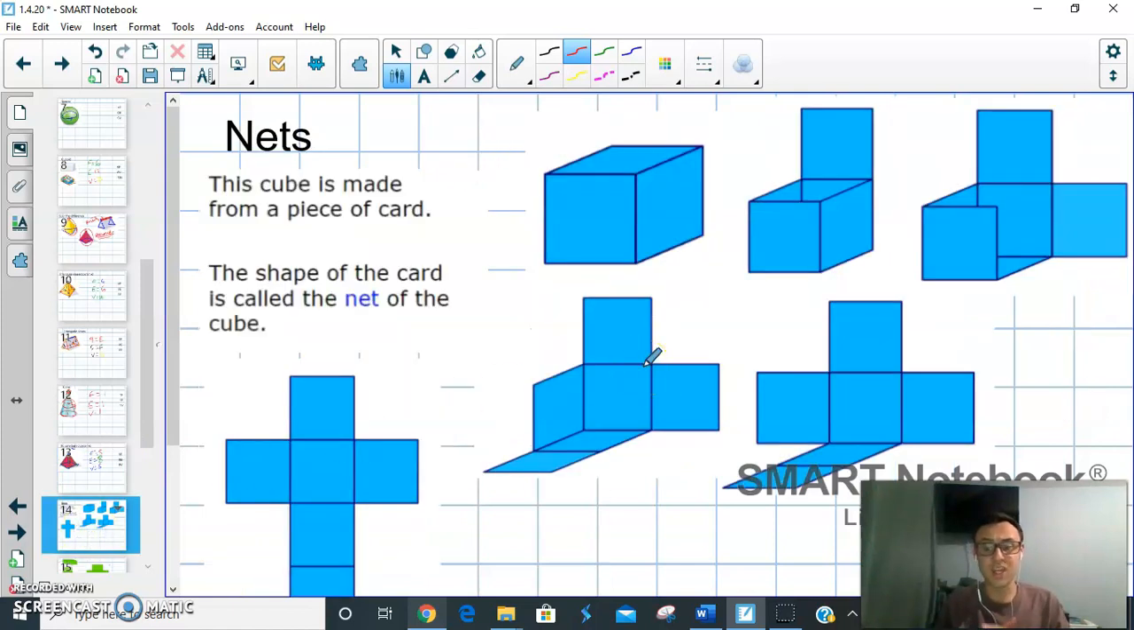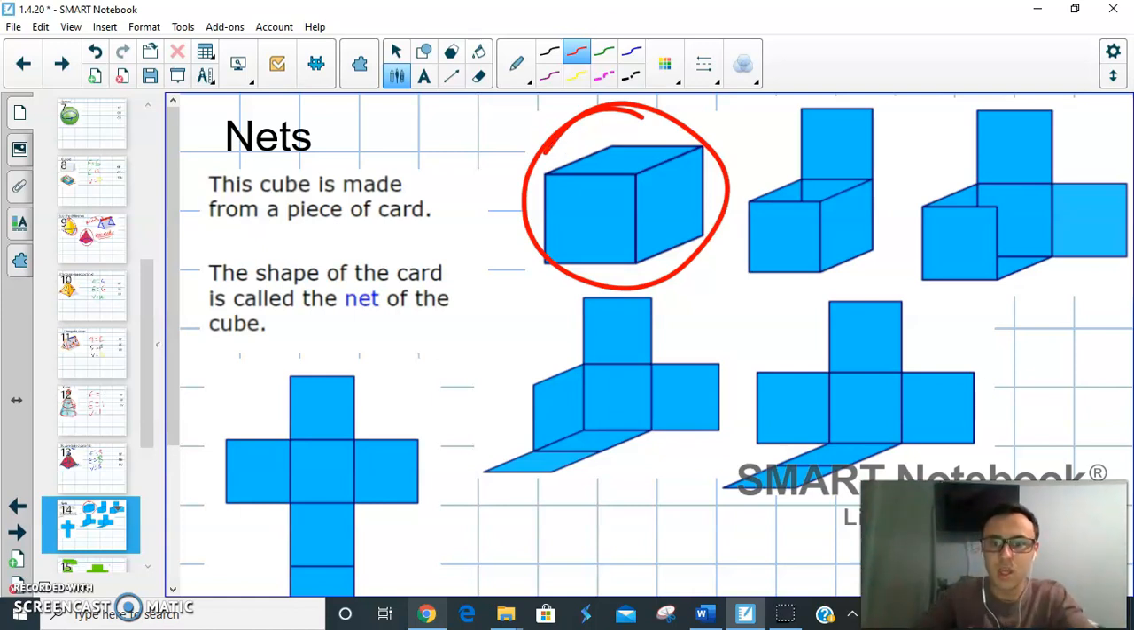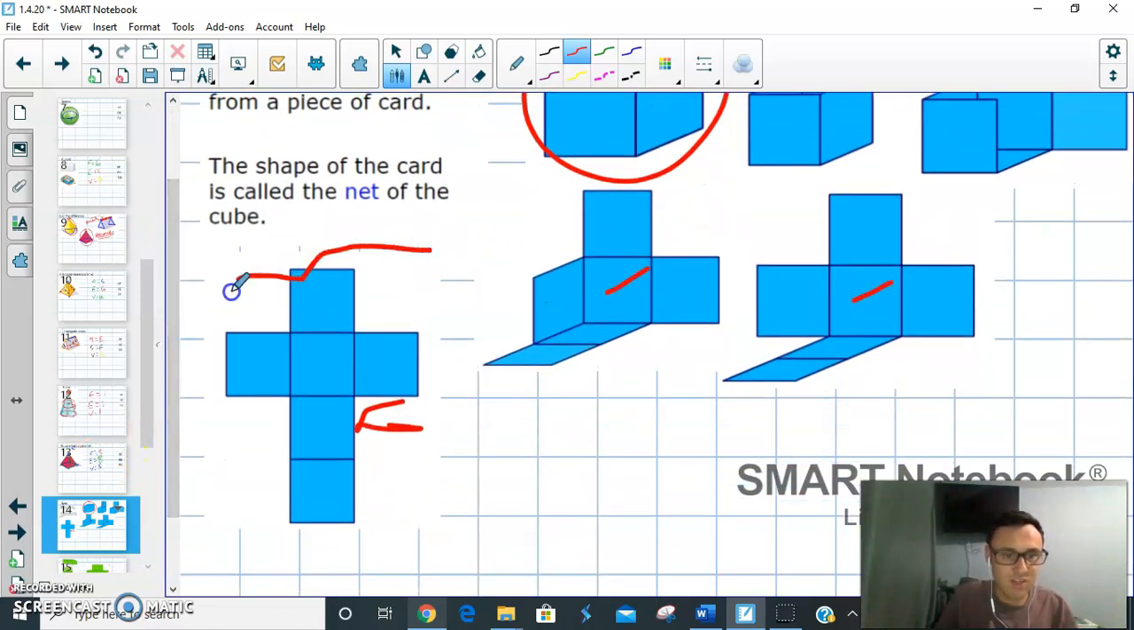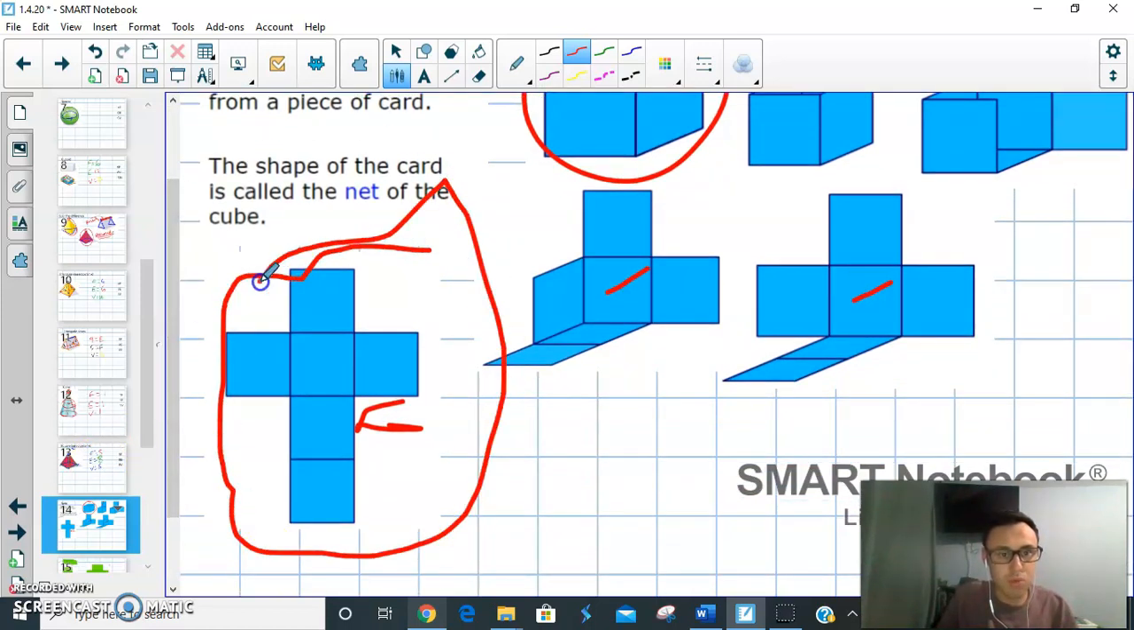Now, some of you are looking at nets of shapes as well. The net is obviously, if you imagine this cube here is made out of card, basically how I'd make that cube with the card itself. If I unfold it like this, take the roof off, and then start to open it out, I end up with a shape like this. So that is the net of a cube.